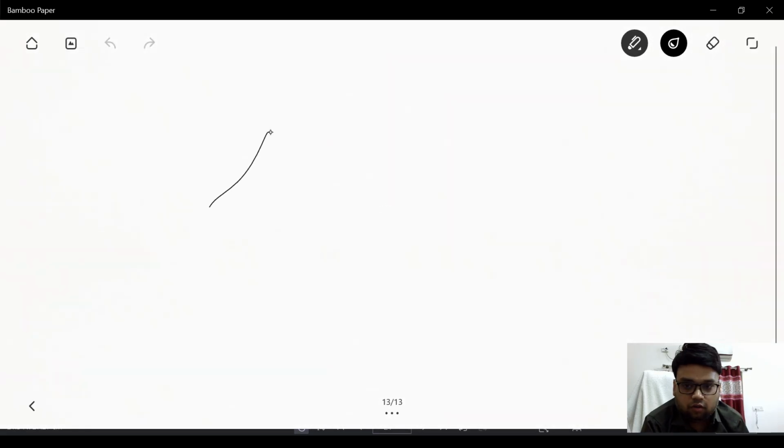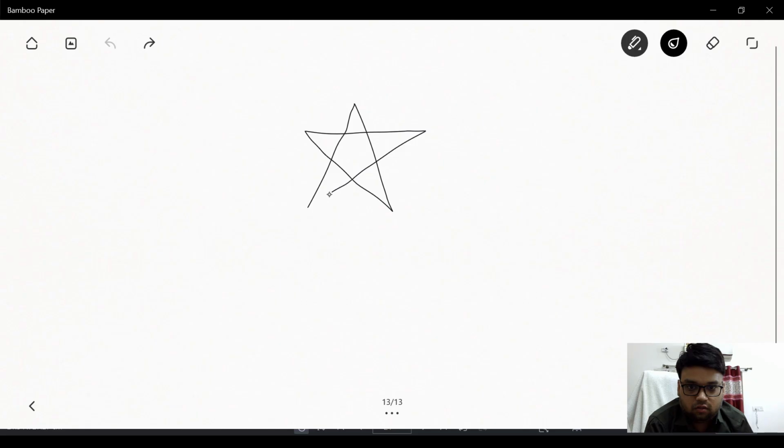Here you can observe that, look at this, and further we can see that, look at this. It is more than 180 degrees, so it is not an example of convex, it is a concave polygon.